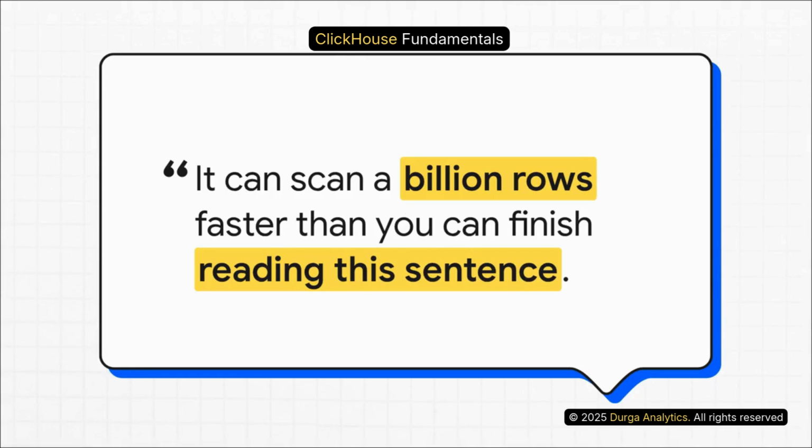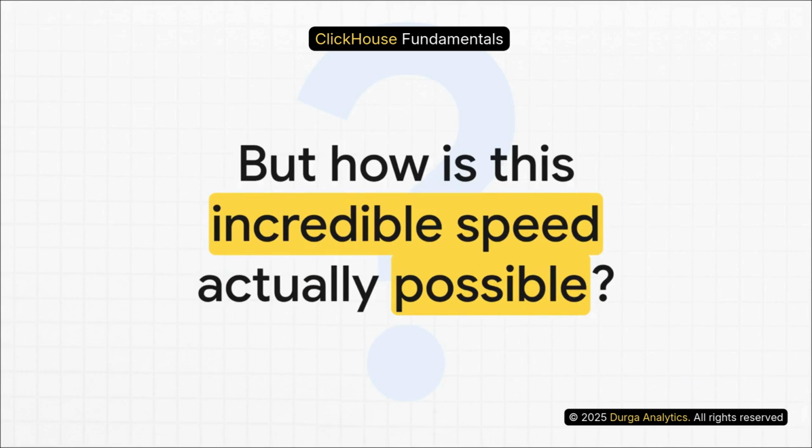To put that into perspective, ClickHouse can churn through 1 billion rows of your data faster than you can finish reading this sentence aloud. Seriously, by the time I'm done with this sentence, it could have already answered that 500 million row query and then done it again just for fun. So I know what you're thinking. That just sounds like magic. But it's not magic. It's just some really, really brilliant engineering.